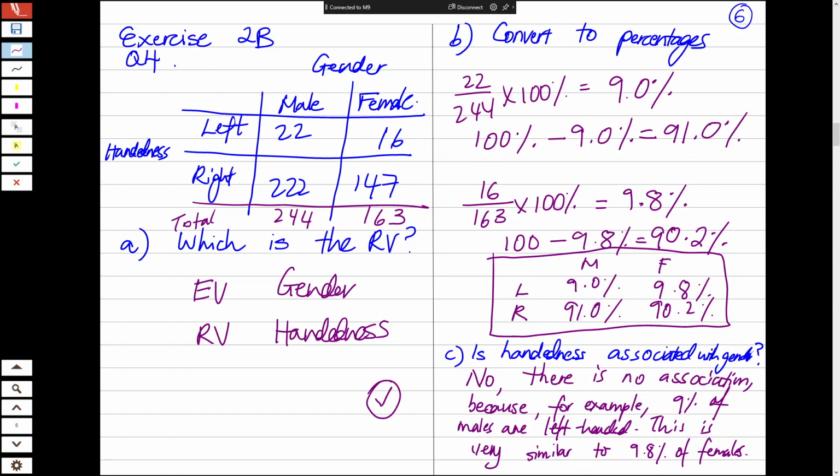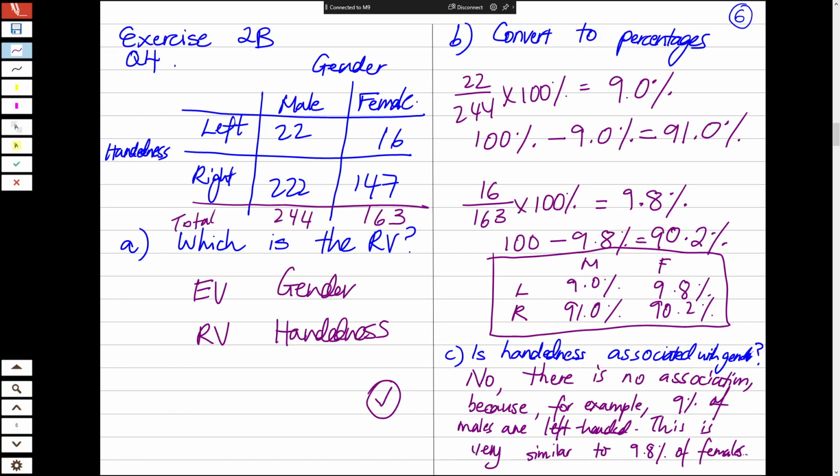All right? Now, you might think, what if it was 11%? Is that different enough? Or 15%? We don't need to worry about that in this course. So if you do statistics at uni, you will learn something called the chi-square test, but we don't do that in this course. So just look for whether the numbers are similar. It'll be very clear. Okay? That's it. Any questions?